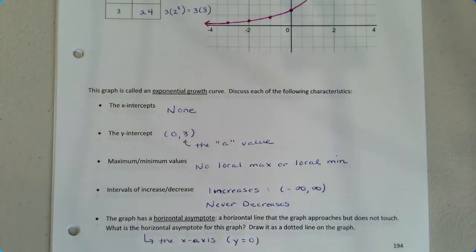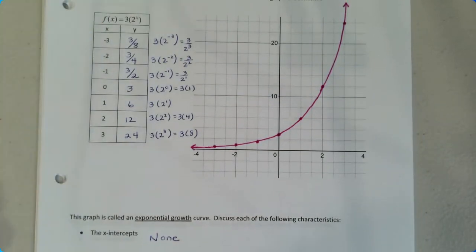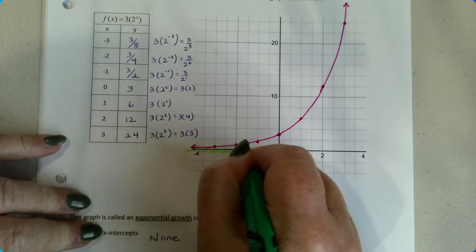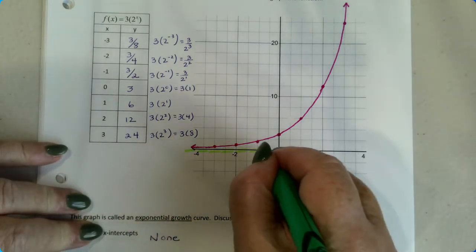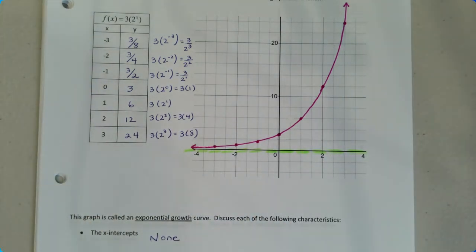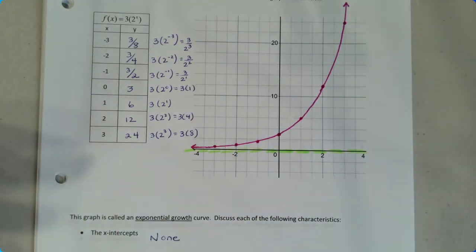And usually when we draw a horizontal asymptote, we don't want to mistake it as an actual part of the graph. It's more of a guideline on the graph. So usually we draw it with a dotted line, and let's just do that right now. This x-axis, my horizontal asymptote, I'll draw that as a little dotted line. The graph gets close to it, but doesn't actually touch or cross it.